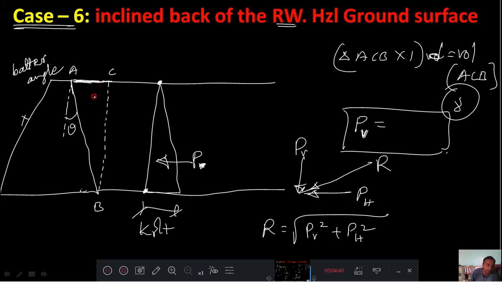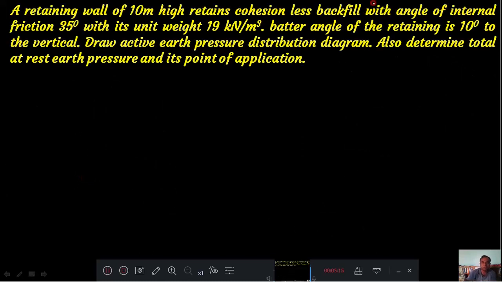Very simple, that triangle portion CG will be here. You draw one line, that CG line here, and this P line you draw, and both will coincide actually at one point, and at that point the stresses will be acting. Okay, this is all about case 6. We have one problem on this, we'll solve this.